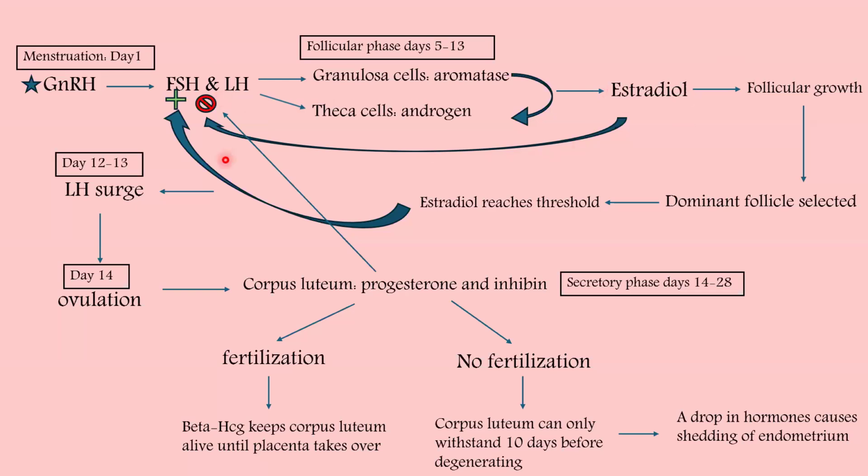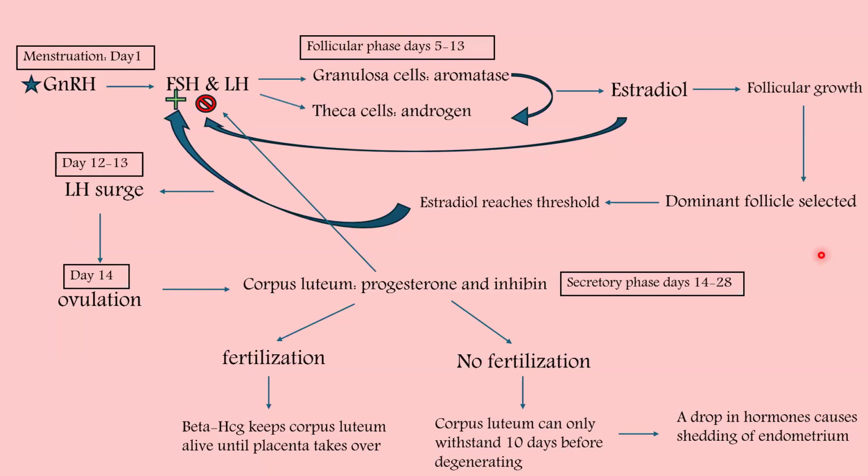I'm pretty sure you guys have gone through the difference between negative feedback and positive feedback. I'm not going to go into that right now. But estradiol, when it has a negative feedback effect on FSH and LH, it decreases their release, it decreases their production. So as FSH and LH become lower in the blood, the dominant follicle is going to be selected.